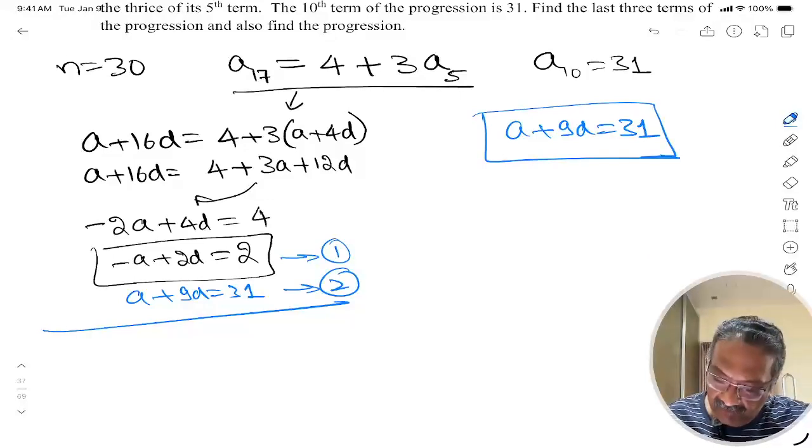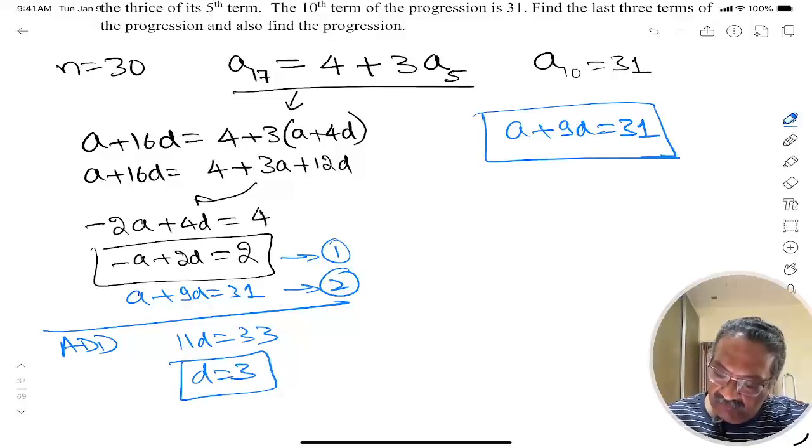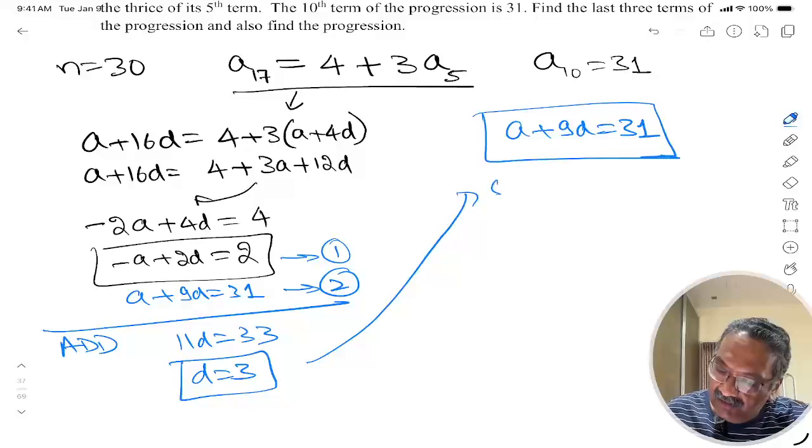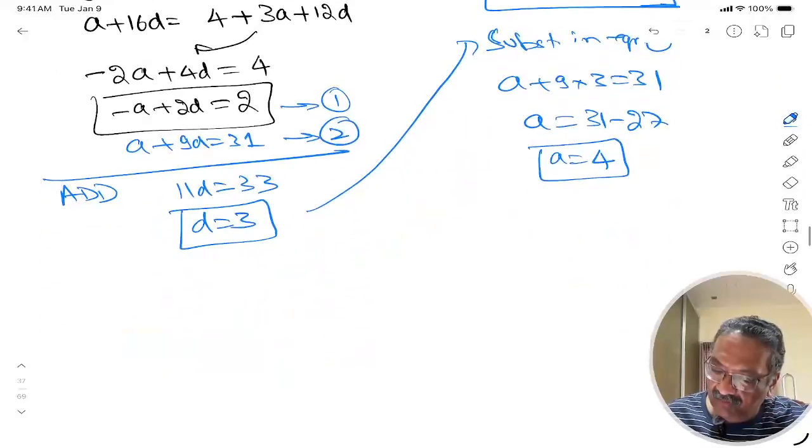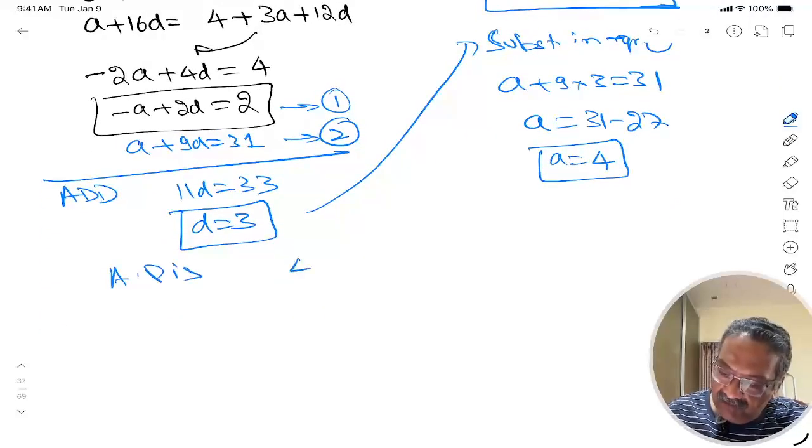Once we solve both the equations, we add these two. By adding these two we get 11D is equal to 33, so D is equal to 3. Once we've got D is equal to 3, we substitute in equation 2. We get A plus 9 into 3 is equal to 31. 9 3s are 27, so A is 31 minus 27, which is 4. So the AP is 4 comma 4 plus 3 is 7, 10, 13, 16 and so on.